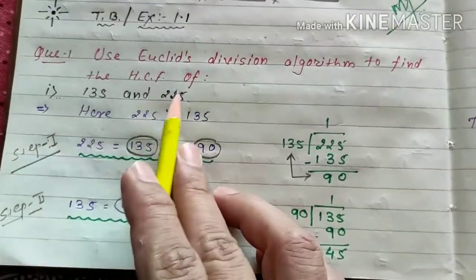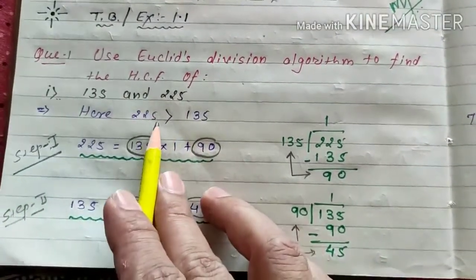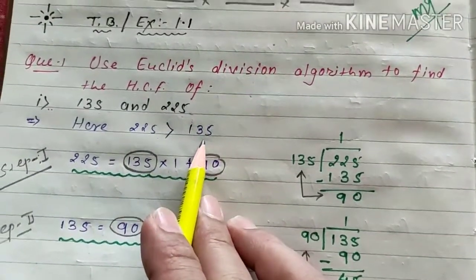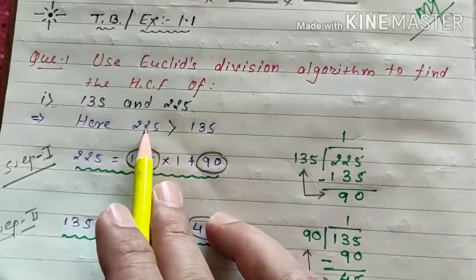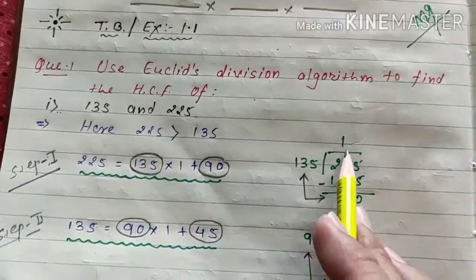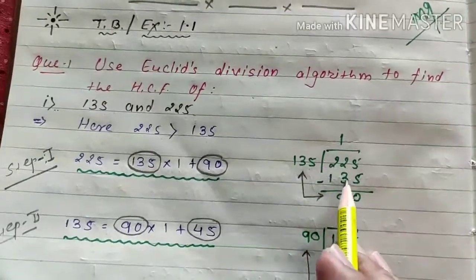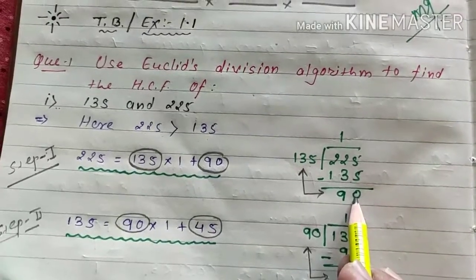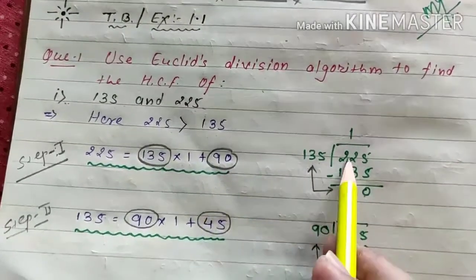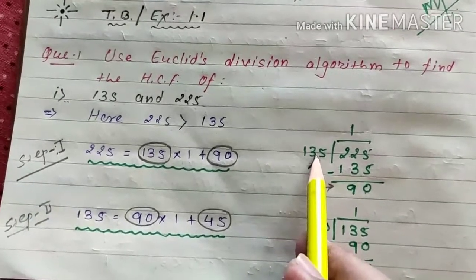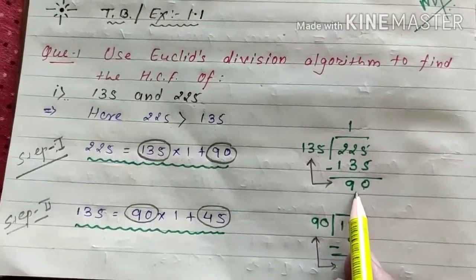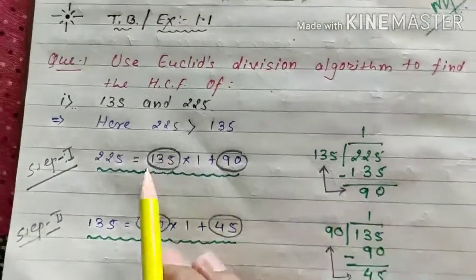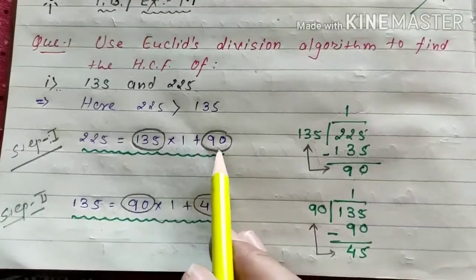See here. First find out which one of these two is the bigger number. So 225 is bigger than 135. And that's why we can divide 225 by 135. So 135 ones are 135. So remainder is 90. The first step we can simply write as 225 is equal to 135 into 1 plus 90. That is dividend is equal to divisor into quotient plus remainder.